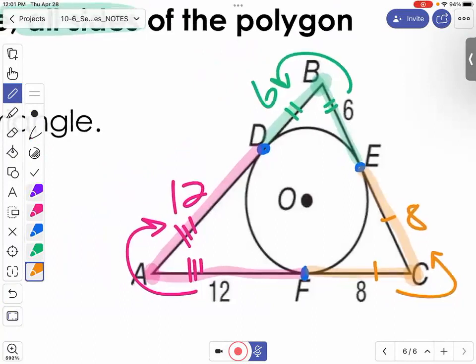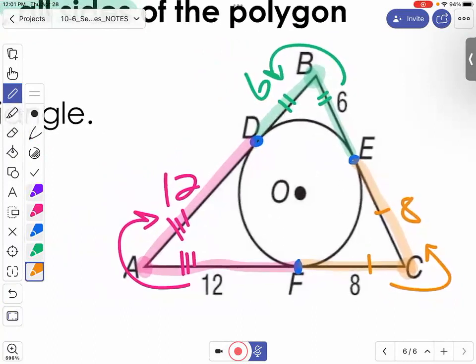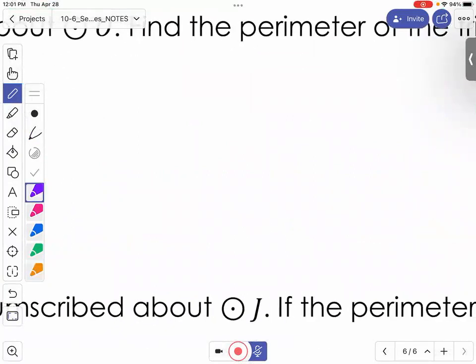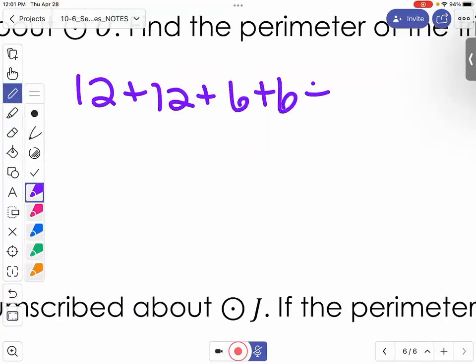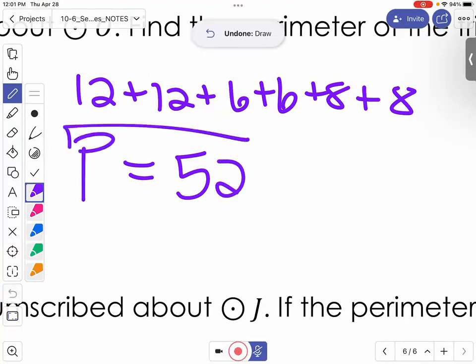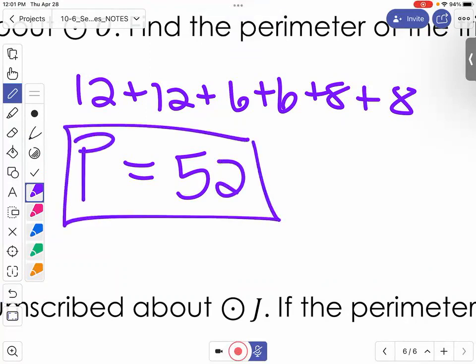So now I can get the perimeter of this triangle. I need to add up all of those little sections. So I have 2 12s, 2 6s, and 2 8s. So all of that together gives me 52 for my perimeter. So add up all of our pieces. So now let's look at the next example.